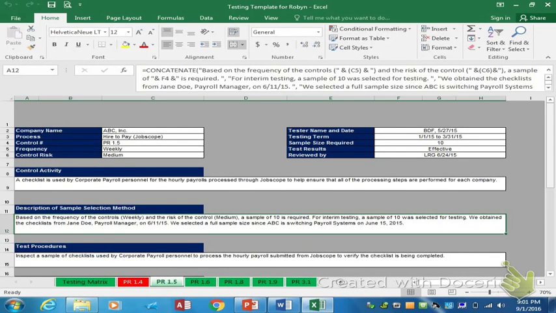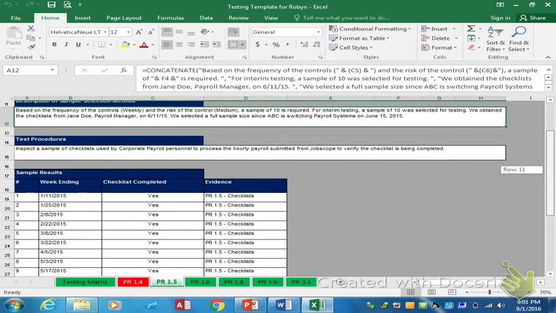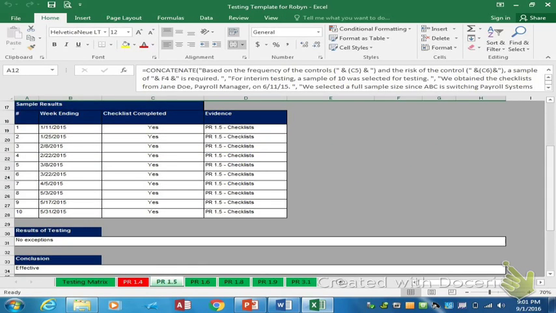There's the sample method. There's the testing procedures, and then there's the testing results. So they actually put the detail in here. This is a way of making some of the documents of the binder electronic. Now you still got to have copies of stuff, okay? So that's different. You have to scan that.